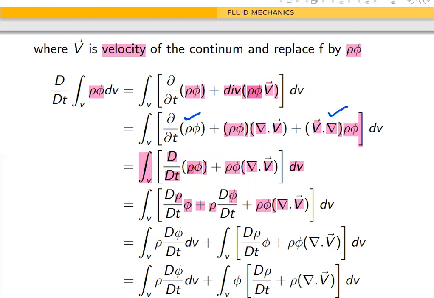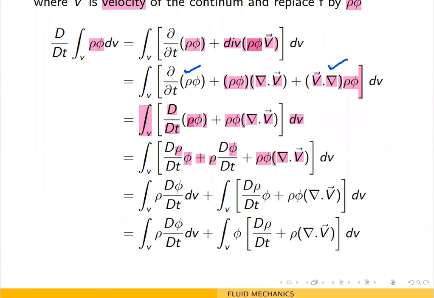Next, we'll separate the integral now. So the volume integral of rho D phi by dt dV, that is the second one, which we have written in the first place, plus the remaining, which is the volume integral of (D rho by dt times phi plus rho phi divergence v) dV as it is. Now between these two, what is common? Phi is common, so phi is taken outside. The remaining is D rho by dt plus rho divergence v.